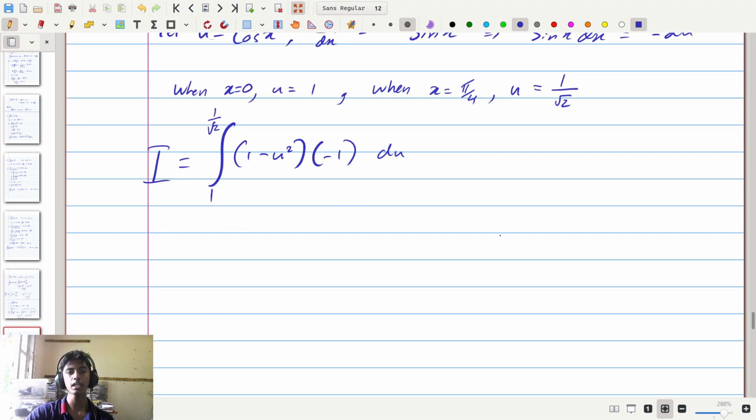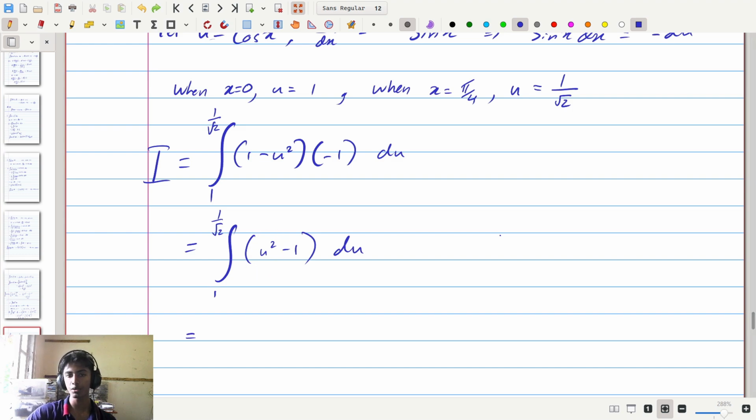Now then, here we can see on the inside we have a negative 1. We can actually replace that with this thing, and we can write 1 minus u squared as u squared minus 1 with this negative 1, giving us the integral from 1 to 1 divided by the square root of 2 of u squared minus 1 integrated with respect to u. Now then, what's this equal to?